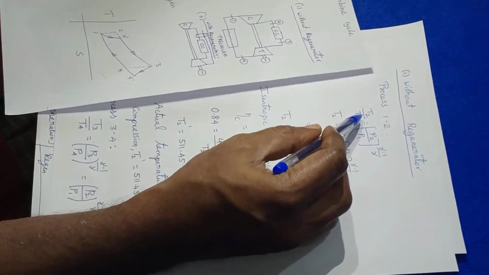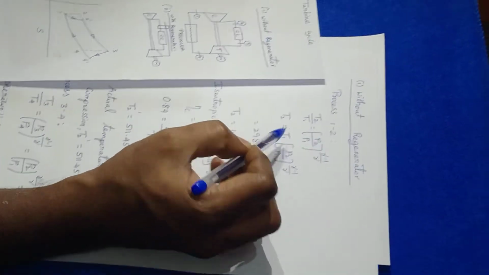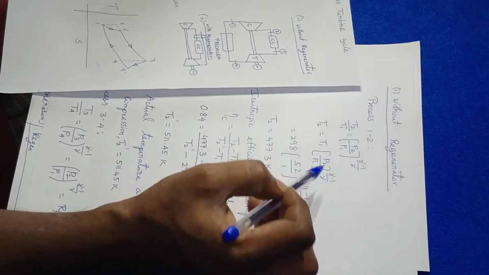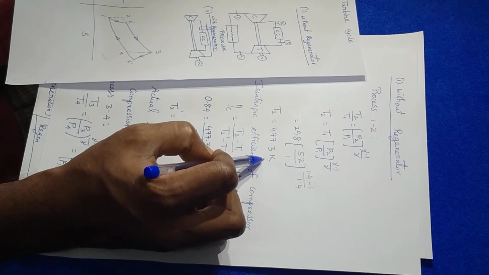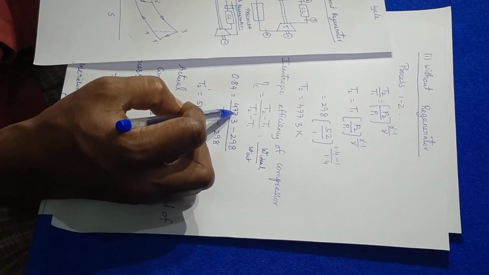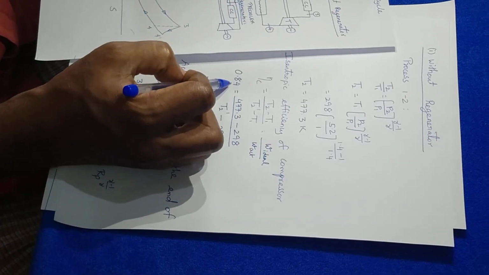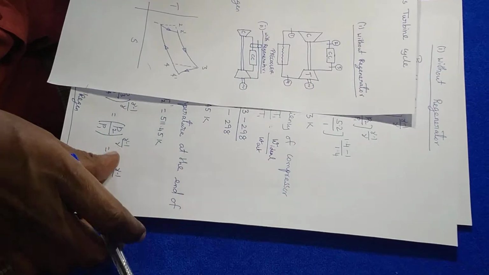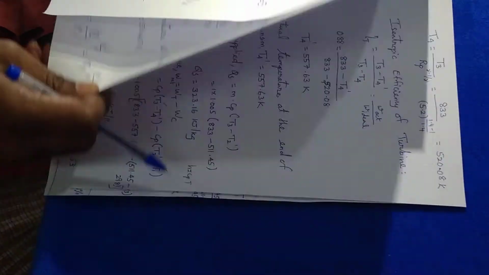So we can find out the T2 as T1 into P2 by P1 power gamma minus 1 by gamma. So T2 we got as 477.3 Kelvin. By substituting the value of T2, T1 and efficiency of compressor, we can find out T2 dash. Once we know T2 dash, we have to find out T4 dash.